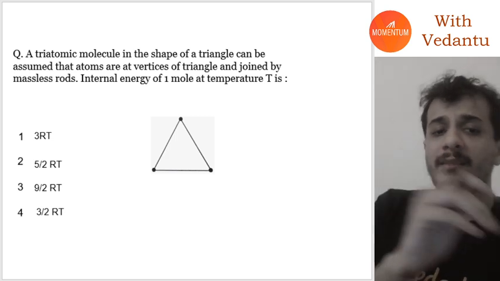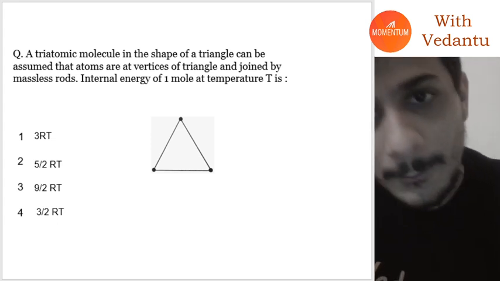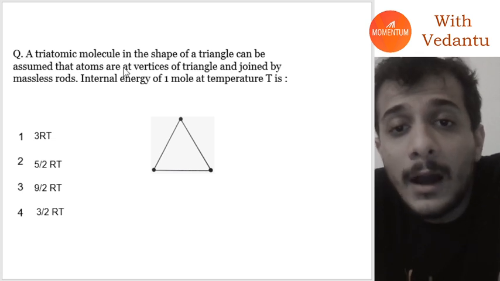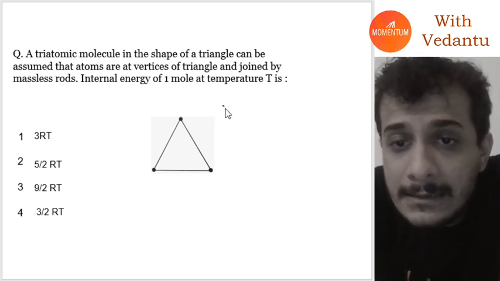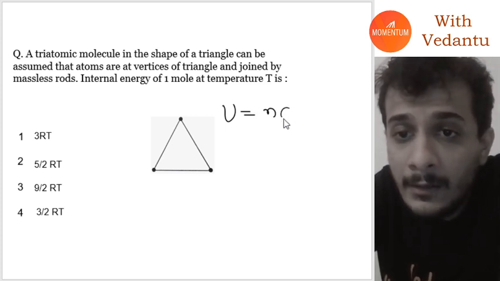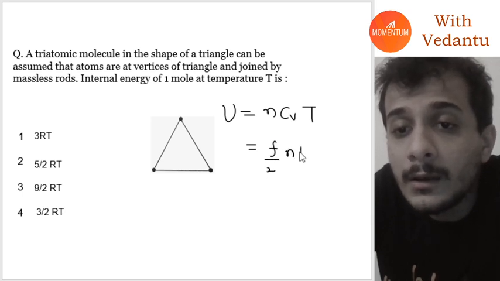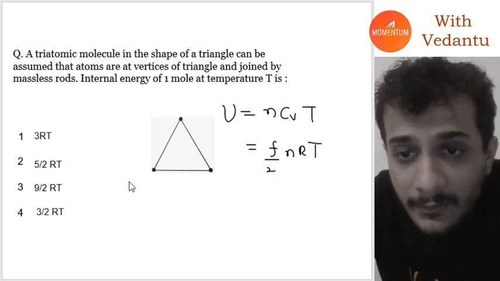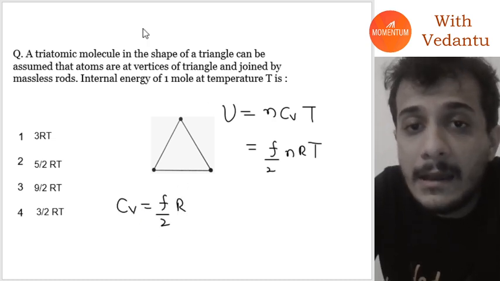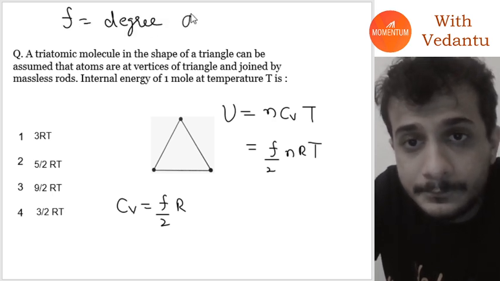Okay, next, guys, this is the easiest question. This is a very formula based question. If you just remember the formula, you will be able to calculate this answer. The internal energy of the molecule is either nCvT or F by 2 into n into R into T. Here Cv is F by 2 into R, and F is the degree of freedom.